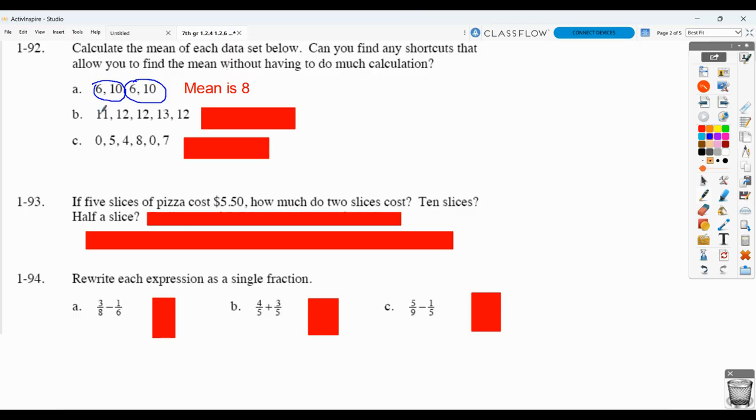Here, 11 and 13 are each 1 away from the 12. So 3 of them are 12, and 2 of them are 1 above and 1 below 12. So again, it makes sense that the mean would be 12.